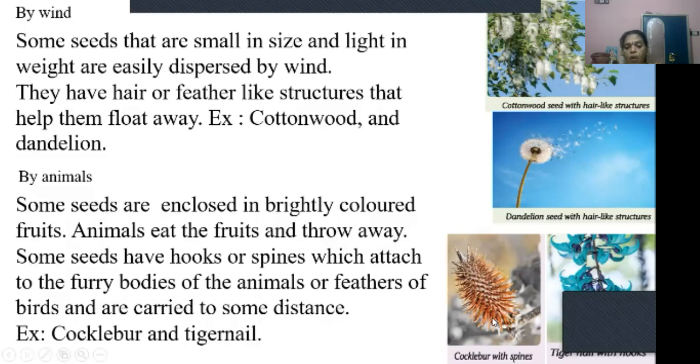Look at these pictures. The purple bur has spine-like structures, isn't it? They help it attach to the furry bodies of animals or the feathers of birds. Even people carrying bags, in our clothes, it will stick with the help of these spines. It will attach to our bag or clothes and be carried some distance. For example, cocklebur and tiger nail. Look at this tiger nail plant.